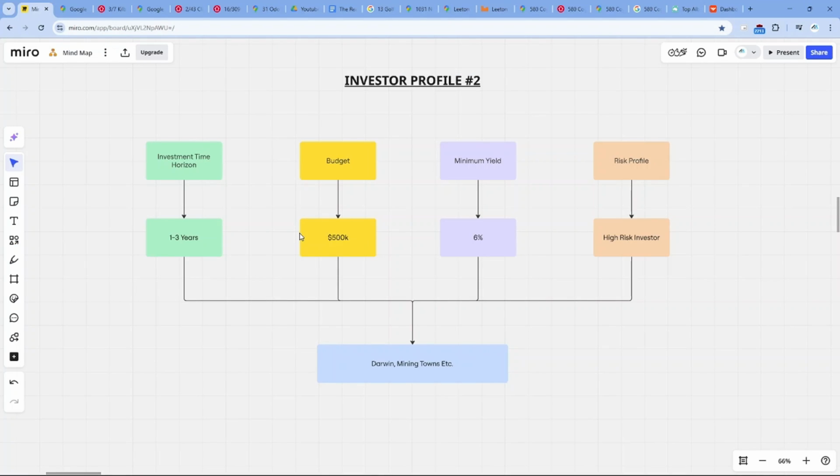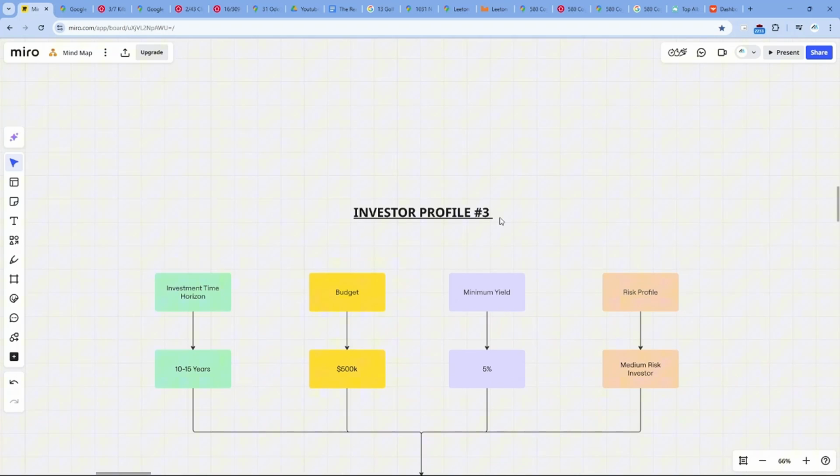So if you're an investor and you're looking for that short-term quick growth and you have a high risk profile, knock yourself out. You can look at mining towns, you can look at Darwin. It doesn't sit well with me, but it might sit well with you, right? Make it simple. Identify your time horizon, identify your budget, look at your yields, look at your risk profile, and go buy there. Now, by the time I release this video, Darwin, you may not be able to find under 500K. It's pretty hot at the moment, but I'm just using it as a case point example.